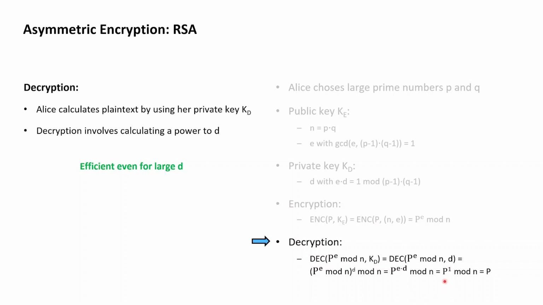This arithmetics shown here on this slide is simplified, but it allows us to see the basic ideas. From this, it's clear that by simply calculating the ciphertext to the power of her private key D, Alice can recover the plaintext originally sent by Bob. And moreover, this process is very efficient for Alice, even if the number D involved is very large.